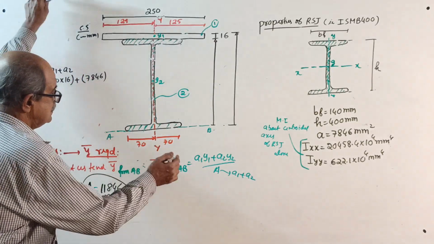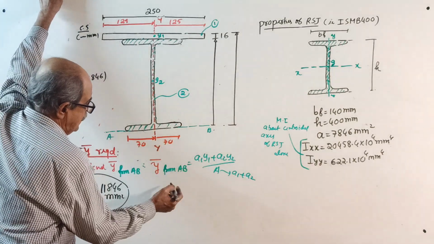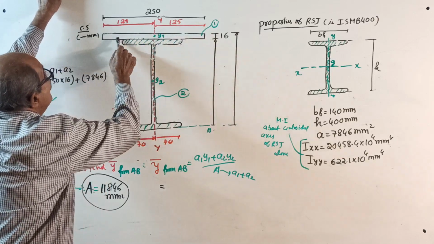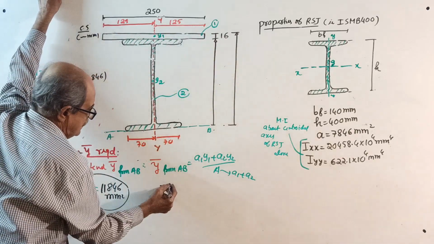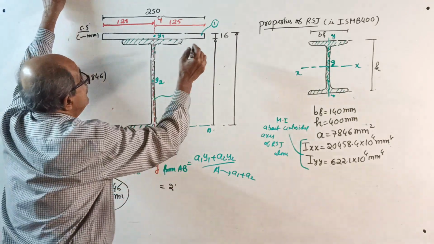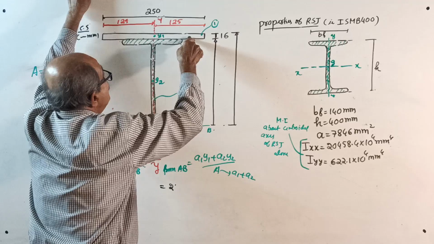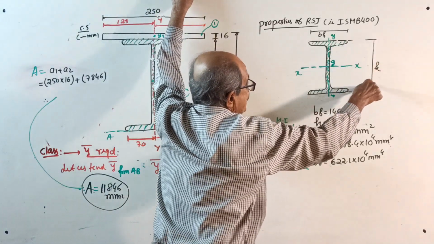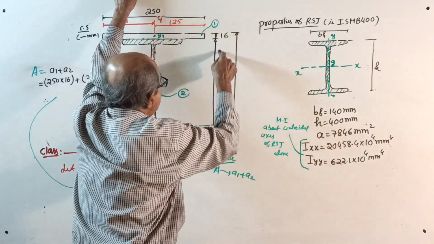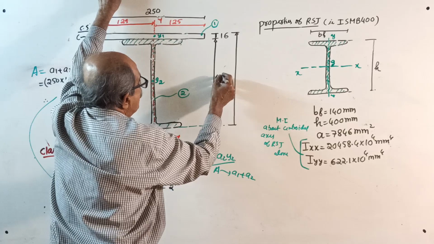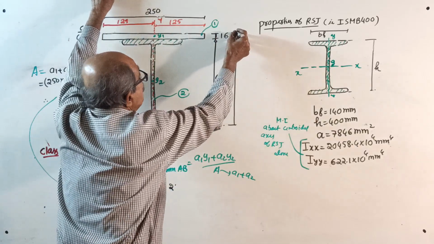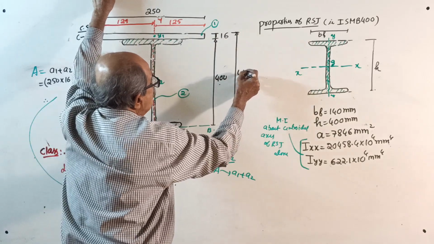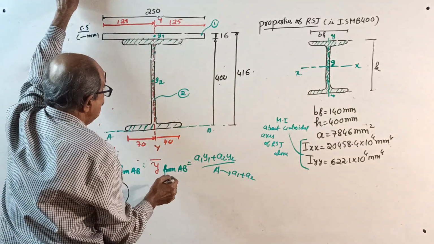Okay, now start. Y bar from AB equals, first, the area of this rectangle, 250 by 16. One more thing now: this is 16, and the total depth, the depth of section H, is 400. So this is 400. Then from the topmost edge to the bottommost edge will be 400 plus 16, which is 416. Make a note.